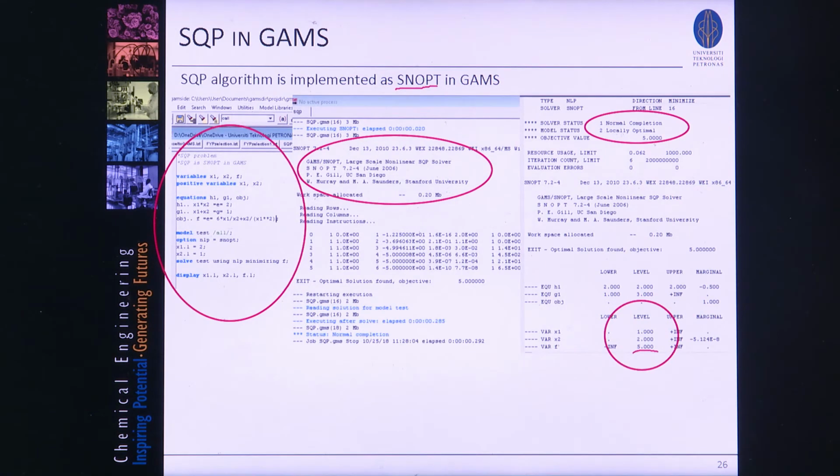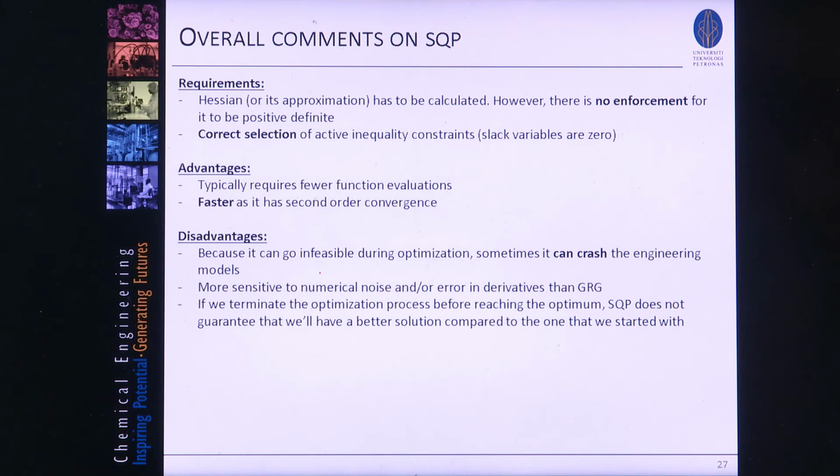So you can see it's only like how many iterations? Only 5 iterations. And then it can go infeasible, because it can crash the engineering models, and it is more sensitive to noise. And if we terminate the optimization before reaching the optimum, SQP does not guarantee that we'll have better solutions.